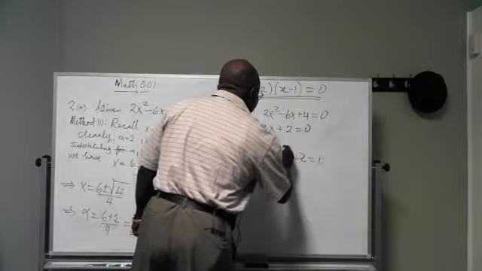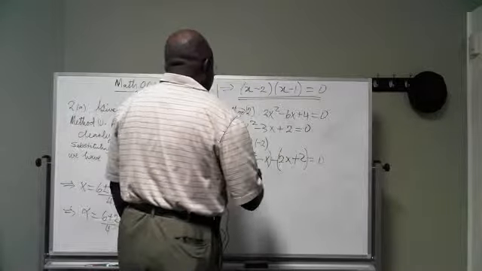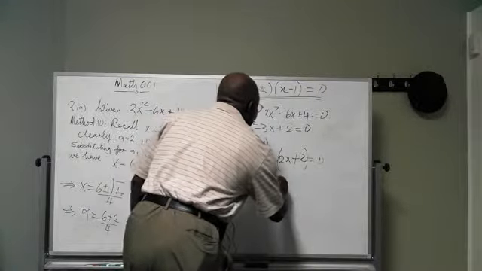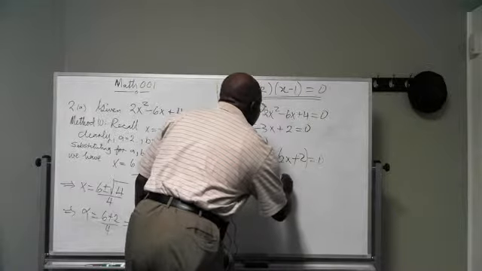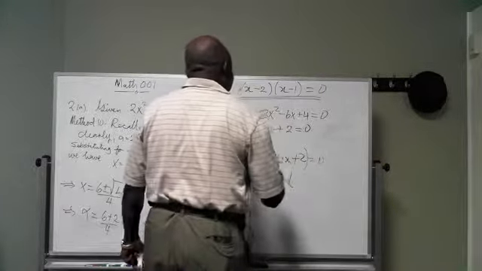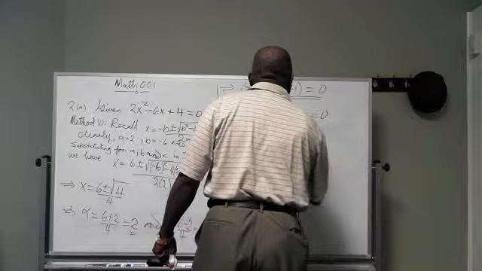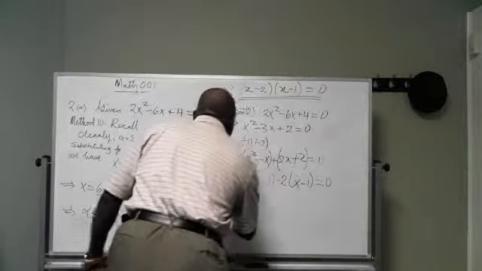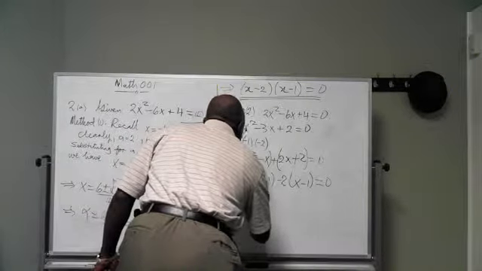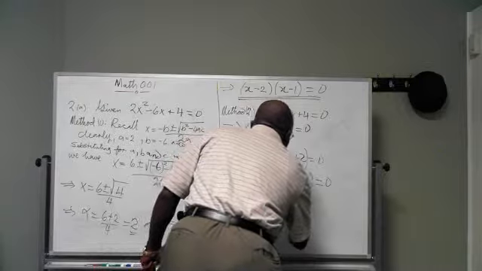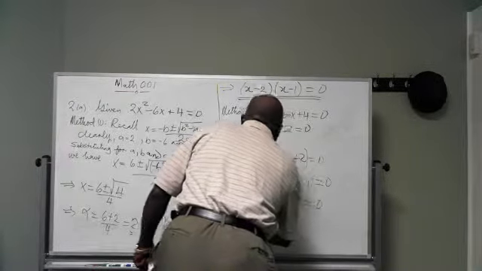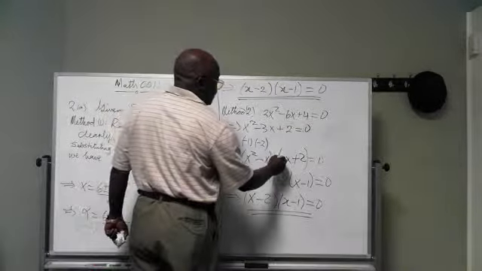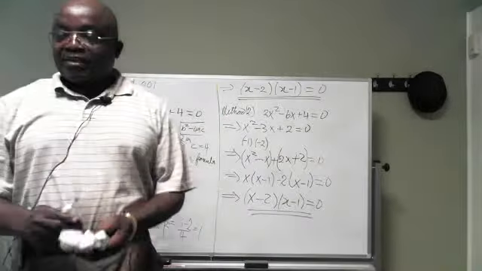Now we put these brackets in, which implies x into x minus 1, minus 2 into x minus 1 equals 0, which leads us to x minus 2 into x minus 1 equals 0. And the solution is complete. So that's the factor method.